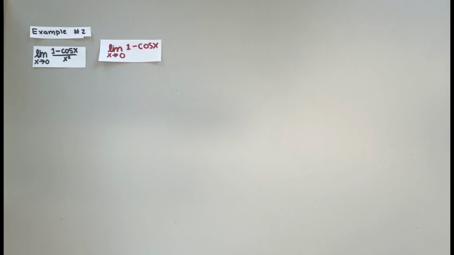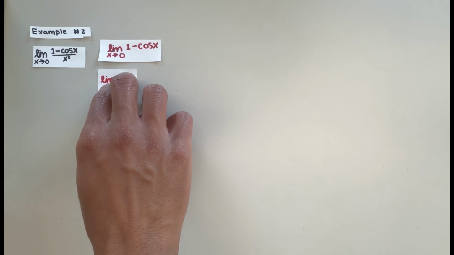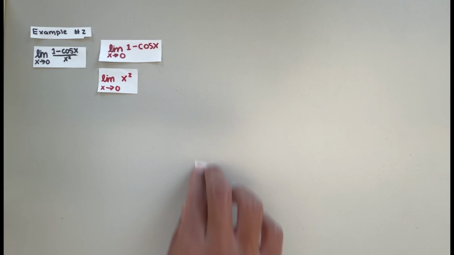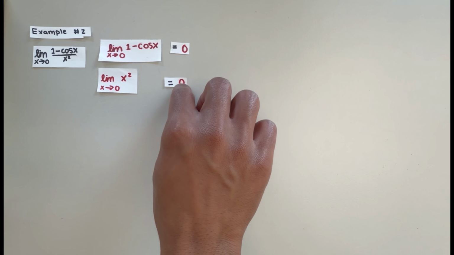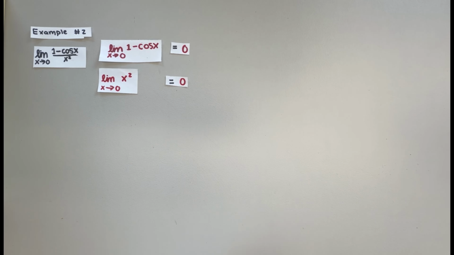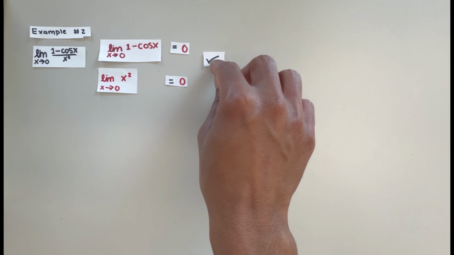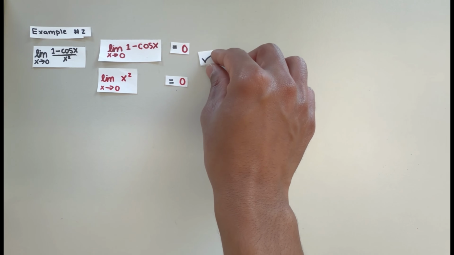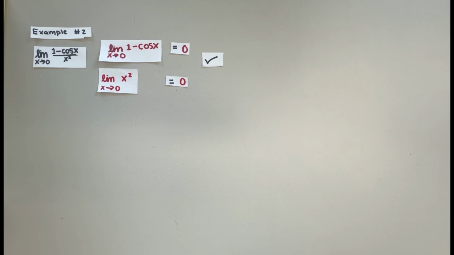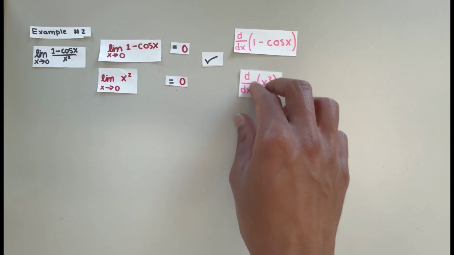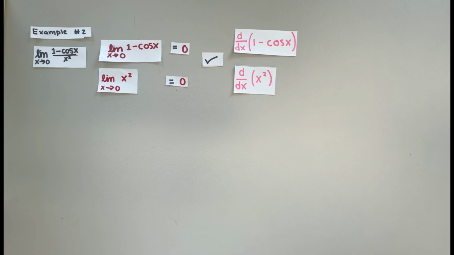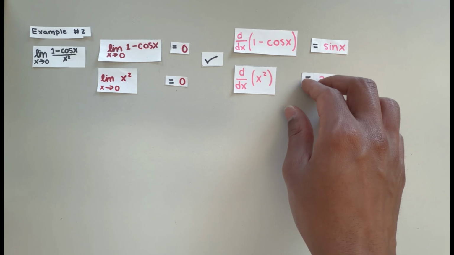First, let's plug in 0. The top becomes 1 minus cosine 0, which is 1 minus 1, which equals 0. The bottom becomes 0 squared, which is also 0. Since we have the indeterminate form 0 over 0, we apply L'Hopital's rule and take the derivative of the top and the bottom. The derivative of 1 minus cosine x is sine x, and the derivative of x squared is 2x.